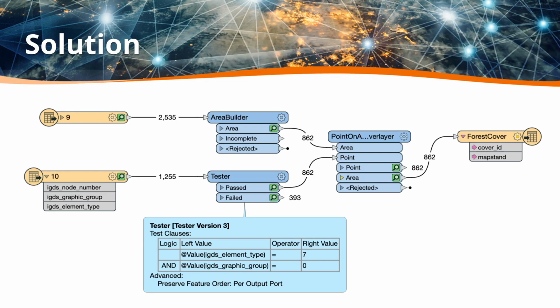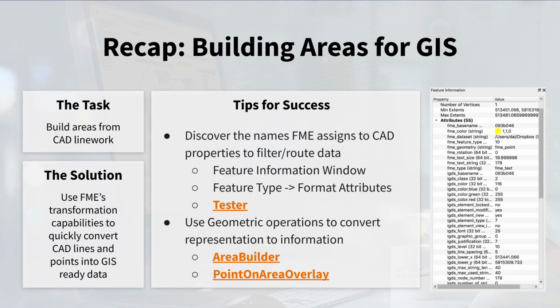So again, the solution was: read the DGN file. I exposed or made available the node number, graphic group, and element type. I ran them through the tester to pick out the ones I wanted. I used the area builder to build my lines. I connected, or spatially joined, the points on the areas, and I output it to a shapefile for use in GIS. And so the recap, again: you know the task, and we saw the solution, the tips.